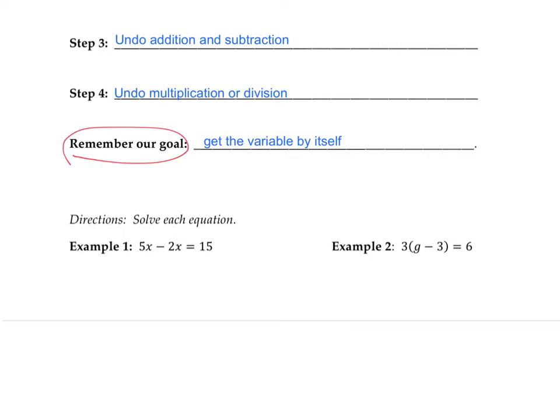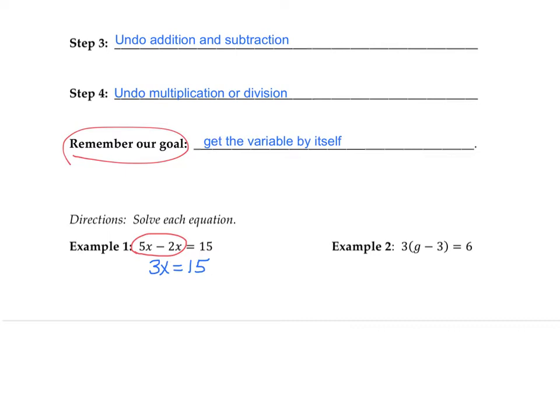Well, do we have like terms in this? Yes, we do. We have 5x minus 2x. Those are like terms, so we want to simplify. And 5x minus 2x gives us 3x. So we're going to combine those, and then we're going to set it equal to 15. So now what do we notice here? 3x equals 15. We actually simplified this to a one-step equation.